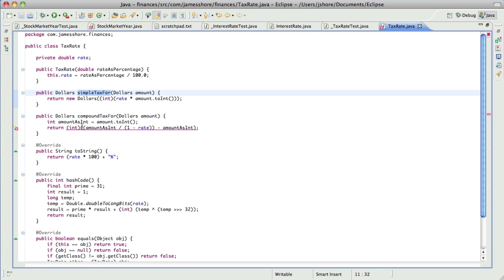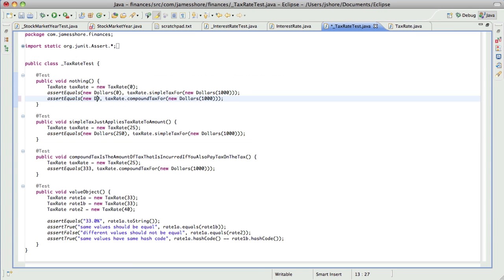You're really not supposed to write methods you don't need, but I thought it helped communicate a little bit the distinction between simple tax and compound tax. I don't know if that method will ever be used, so writing it was perhaps not a great idea, but it's only one line of code, so I'm not going to stress about it too much. Yeah, so there, we've got that test passing.